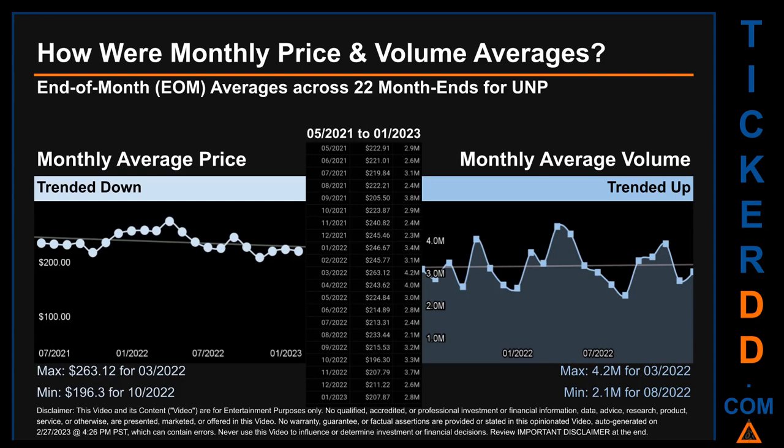The maximum end of month average price was $263.12 for 03/2022, while the minimum was $196.30 for 10/2020. Looking at volume, 03/2022 and 08/2022 respectively saw the highest and lowest monthly average volume at 4.2 million and 2.1 million.